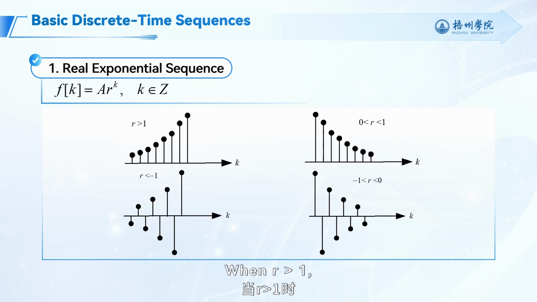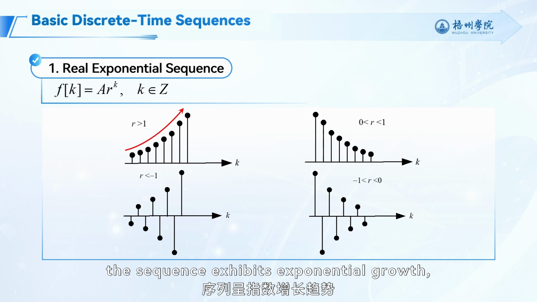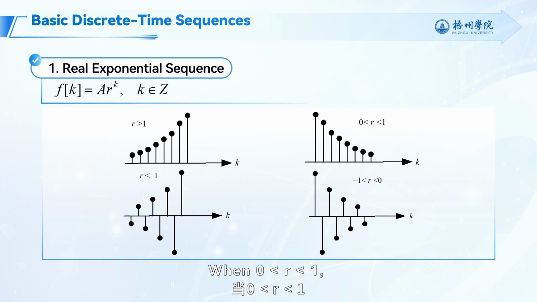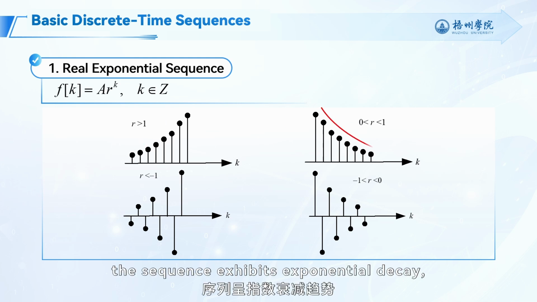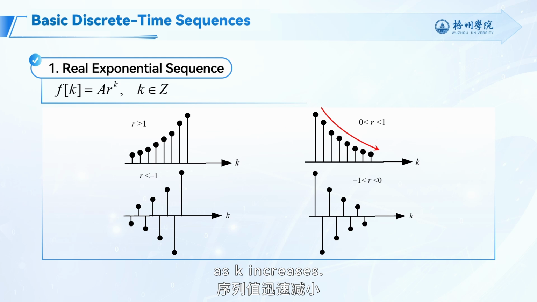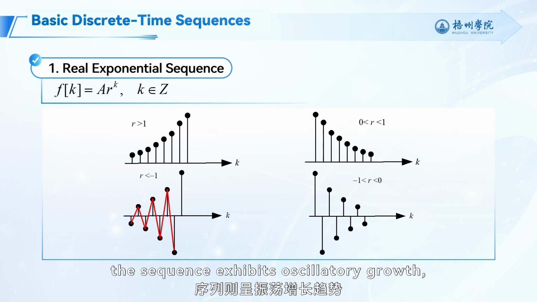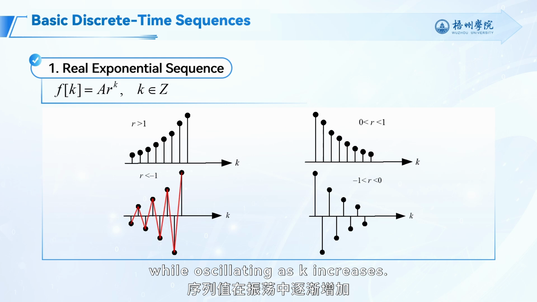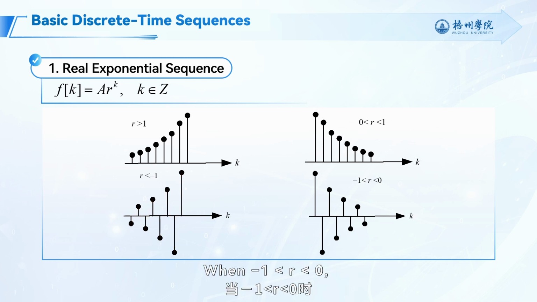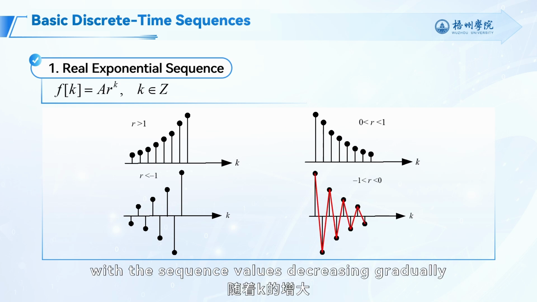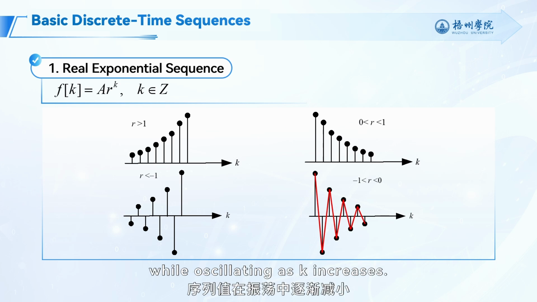When r is greater than 1, the sequence exhibits exponential growth, with the sequence values increasing rapidly as k increases. When r is between 0 and 1, the sequence exhibits exponential decay, with the sequence values decreasing rapidly as k increases. When r is less than -1, the sequence exhibits oscillatory growth, with the sequence values increasing gradually while oscillating as k increases. When r is between -1 and 0, the sequence exhibits oscillatory decay, with the sequence values decreasing gradually while oscillating as k increases.